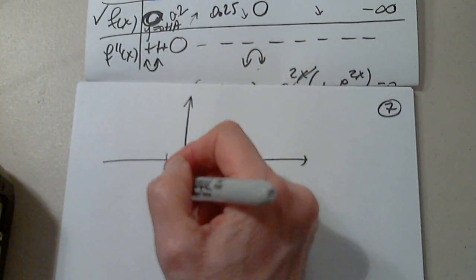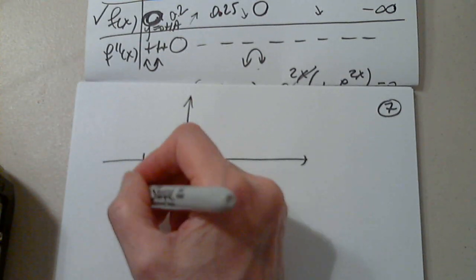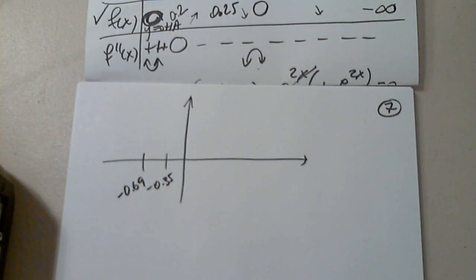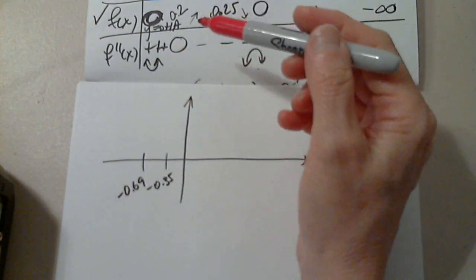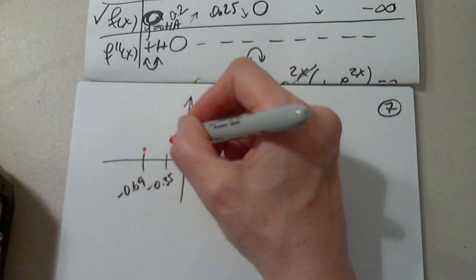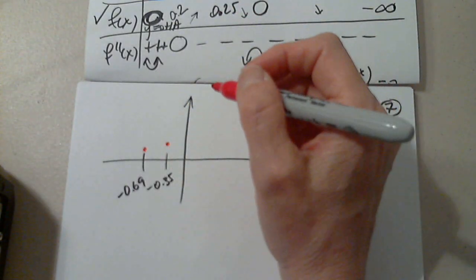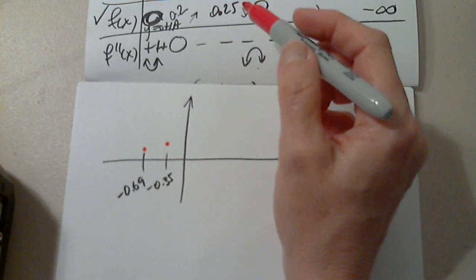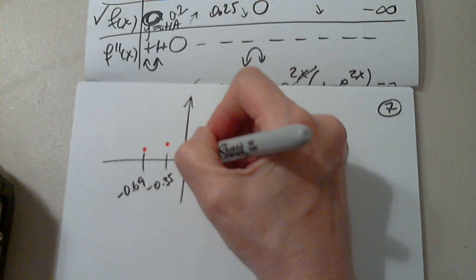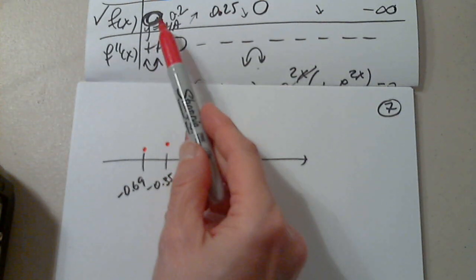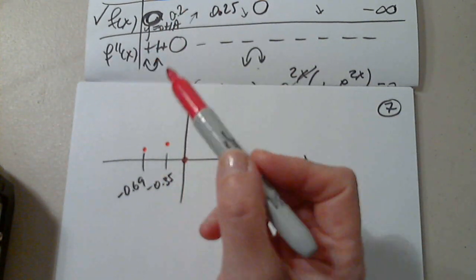So I'm going to say that this is negative 0.35, and I'm going to say that this is negative 0.69. Try to contradict me. No, I'm kidding, of course. It is what it is. I have to plot. So this is 0.2. I'm going to say 0.2 is here. And this is 0.25, so I'm going to say that 0.25 is here. I'm using, again, an invisible scale. And at 0 is 0. Okay. Opening up, coming from the horizontal asymptote, passing through this point that is an inflection point.